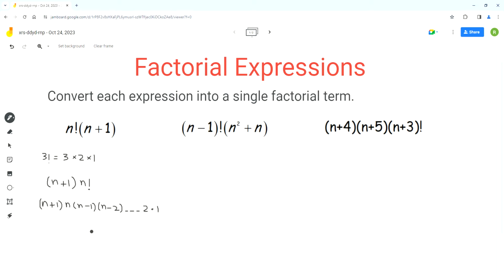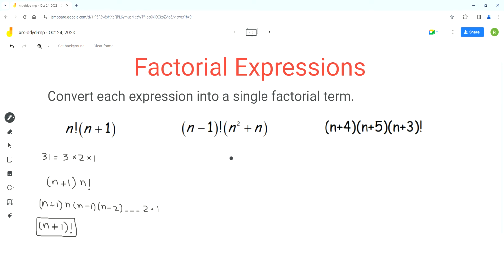That means in this expression we are multiplying all positive integers from 1 to n plus 1 and there are no missing integers. So we can write this product expression as n plus 1 factorial, because factorial means the product of all positive integers less than or equal to the given integer with the exclamation mark. So this should be the final answer. Now let's analyze the second one.